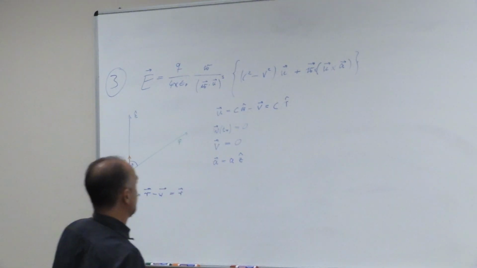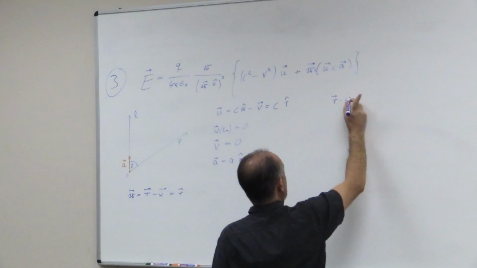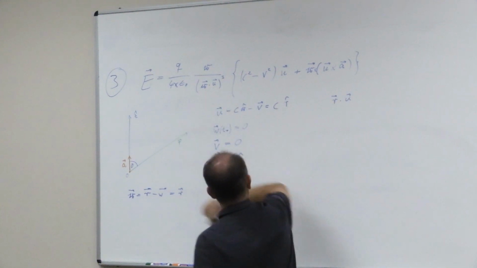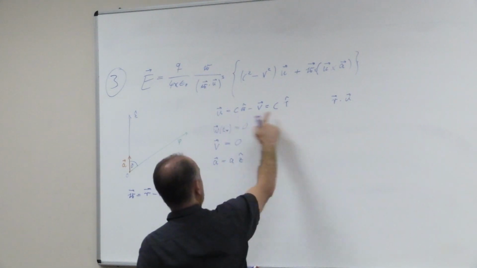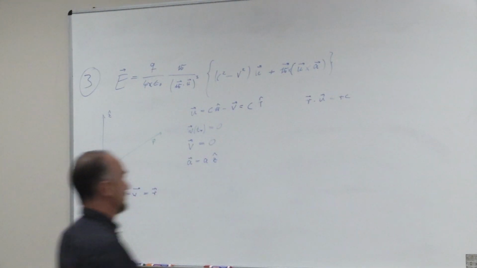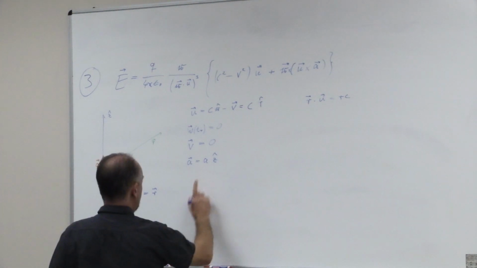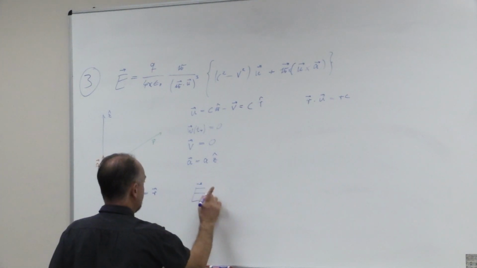What is this r dot u then? What is r dot u? That's this term. That is just r times this. So this is also just rc, right? So we have for the electric field already.